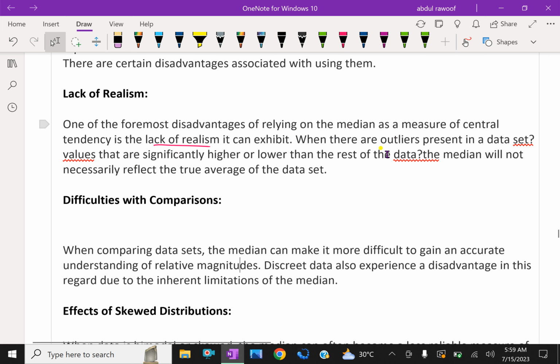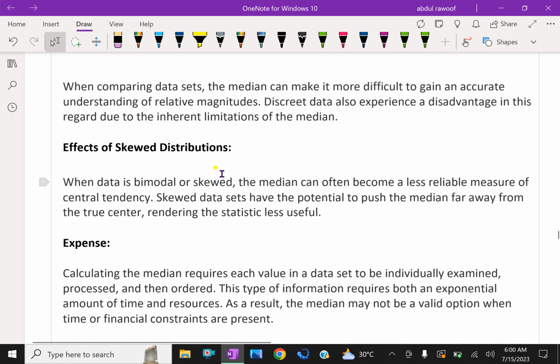When there are outliers present in a data set, values that are significantly higher or lower than the rest of the data, the median will not necessarily reflect the true average. It won't reflect the true average of the data set. Difficulties with comparisons. When comparing data sets, the median can make it more difficult to gain an accurate understanding of relative magnitude. Discrete data also experience disadvantages in this regard due to the inherent limitations of the median.